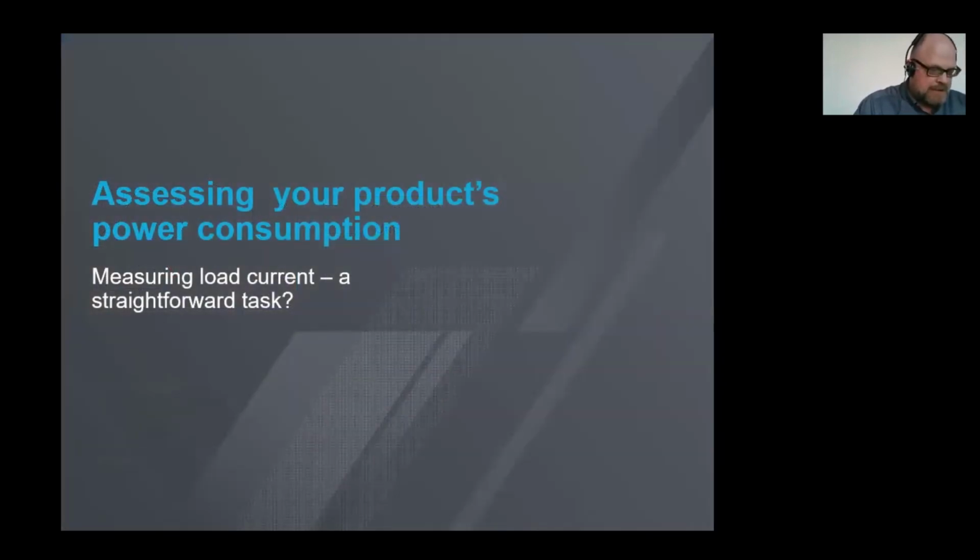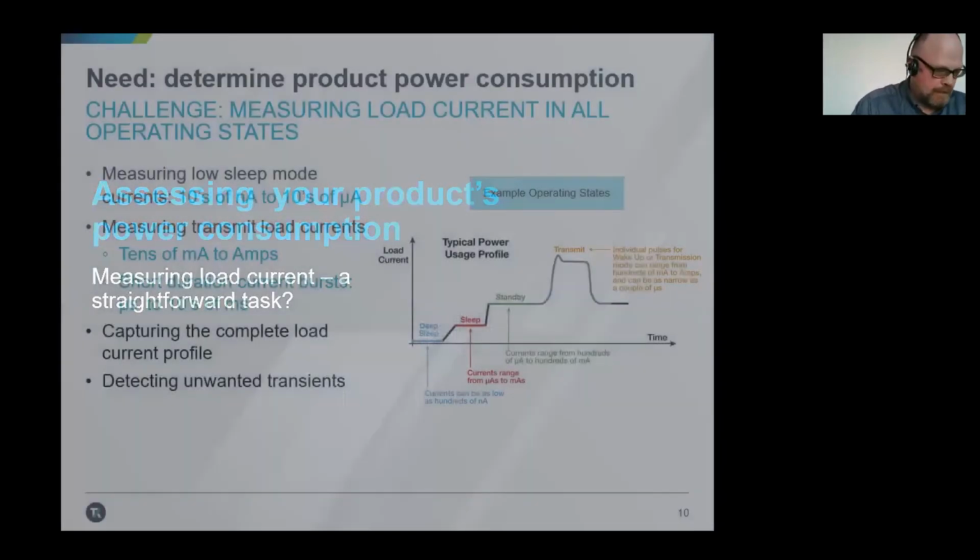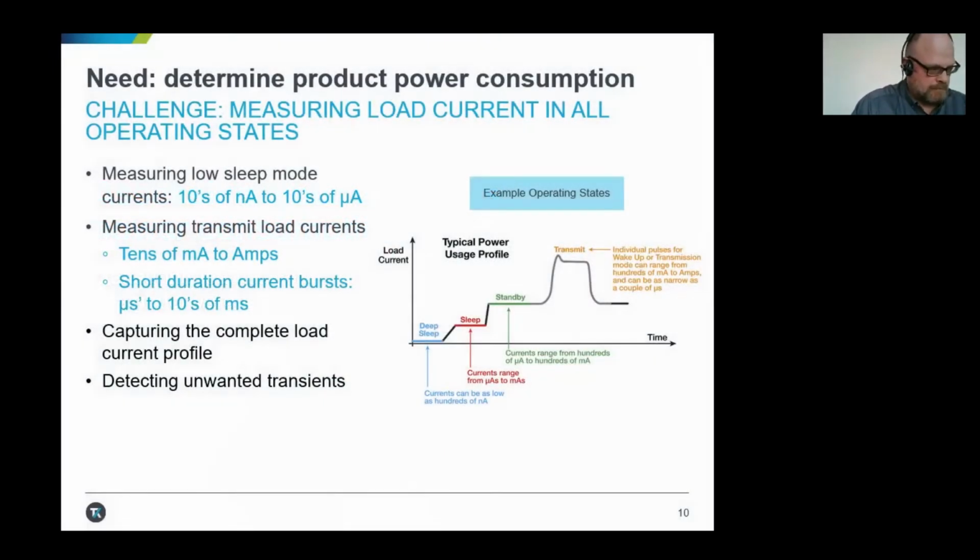Now that you've selected your components and built your prototype, you need to determine its power consumption. There are a few challenges to accomplishing that task. You need to measure the load current in all your product's operating states, illustrated in the simplified plot shown on the lower right. That entails measuring the low sleep mode current and the active mode currents.